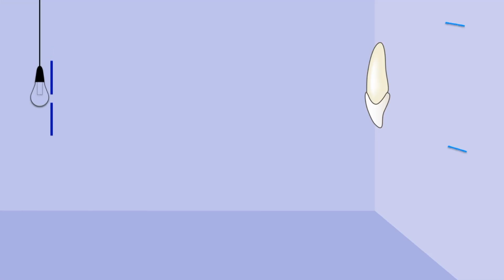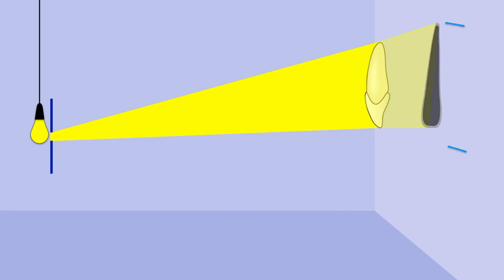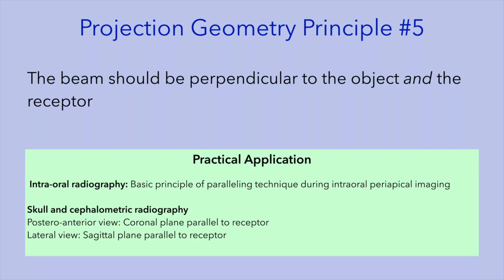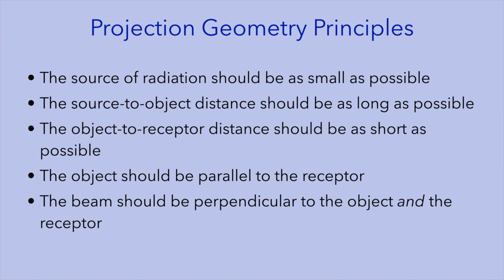Next, keeping the object and the receptor parallel, let's change the angle of the beam relative to the object and the receptor. And in this example, we have caused foreshortening of the image. So principle number 5, the beam should be perpendicular to the object and to the receptor. So to summarize the principles again, the source of radiation should be as small as possible, the source to object distance should be as long as possible, the object to receptor distance should be as short as possible, the object should be parallel to the receptor, and the beam should be perpendicular to the object and the receptor.